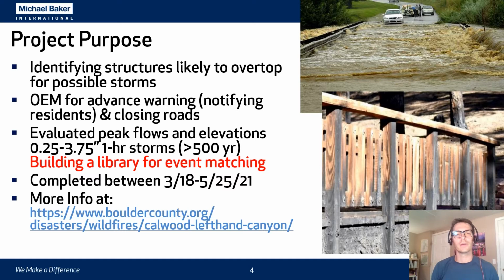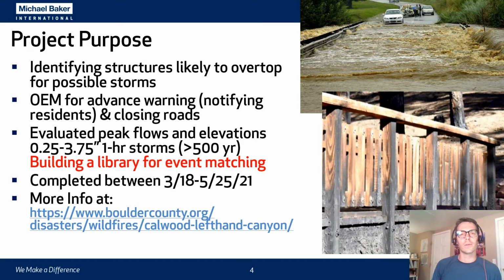So a quick rundown of why we did this project. It was namely to identify structures, by that I mean culverts and bridges, that would likely overtop over a range of possible storms. So this was for the Office of Emergency Management to give them advance warning, a preview into what types of storms would close down a road, like what you can see in the upper right hand corner. That's the situation they're wanting to avoid. So they would close down the structure or even the road leading up to it beforehand and have this information in order to prepare for that.